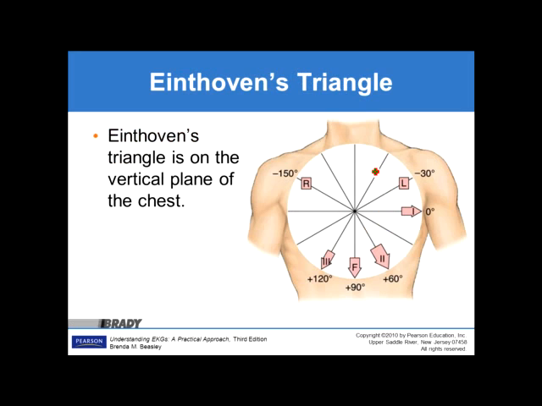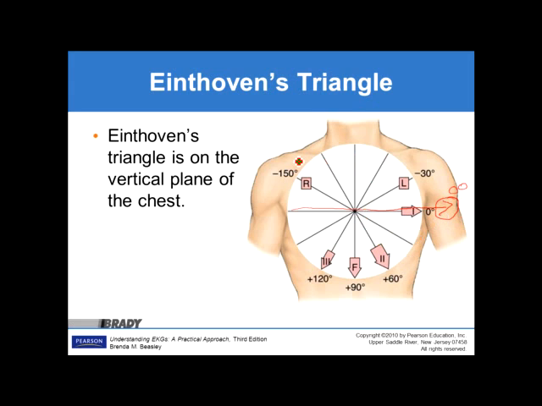Einthoven's triangle. We are going to assign degrees to this. So this plane here that we're looking at first, or lead 1, is going to be the first plane that we look at. And it's going to be our starting point because we're going to find the direction of the electricity in the heart from known points. And these are our known points. So all of our leads and our augmented voltage leads, those are all known points. So let's start off with lead 1 here. The positive electrode on lead 1 is at 0 degrees.